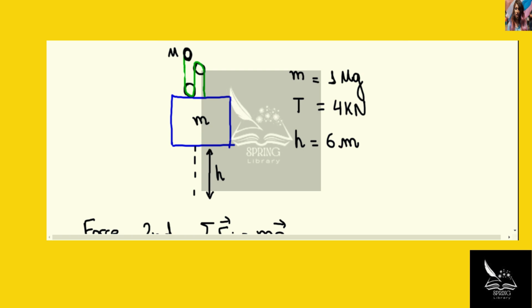So in our problem, we have an elevator that has a mass m of 1 megagram, and we have a motor that is connected to the elevator by a rope that's shown here in green. And the motor gives the rope a tension of 4 kilonewtons. And we know that the elevator starts at rest. Our goal is to find what is the speed of the elevator, v, after it goes up by 6 meters.